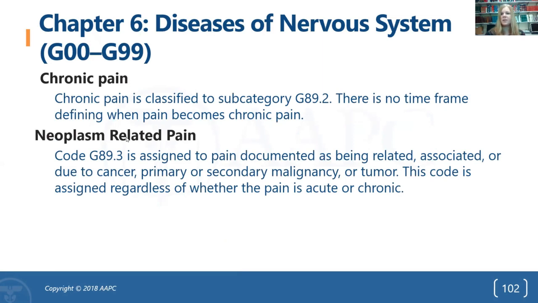Chronic pain is classified to subcategory G89.2. If pain is documented as being related or associated or due to cancer, regardless of the status of the neoplasm, you would assign code G89.3, regardless of if the pain is acute or chronic.